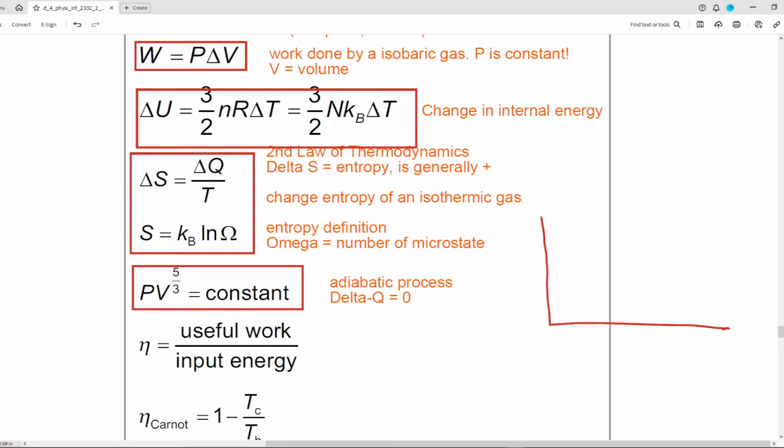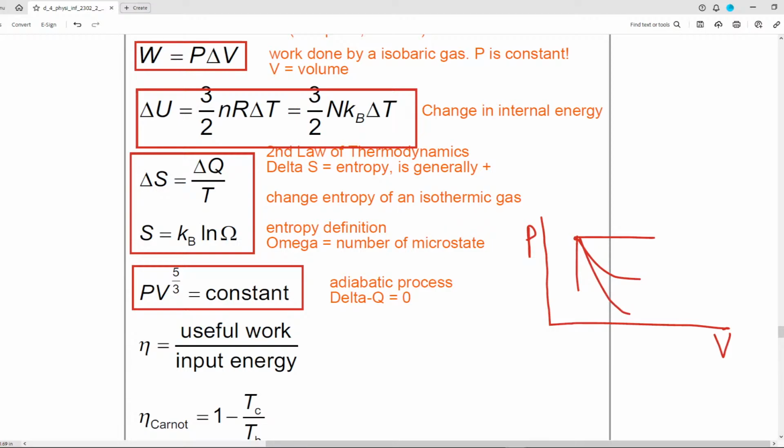So P, V. Isobaric, constant pressure. Isovolumetric, constant volume. Isothermic, PV changes, but P is 1/V. This is isothermic. And then adiabatic, all three change, and it's 5/3, bigger than 1. So adiabatic is steeper.